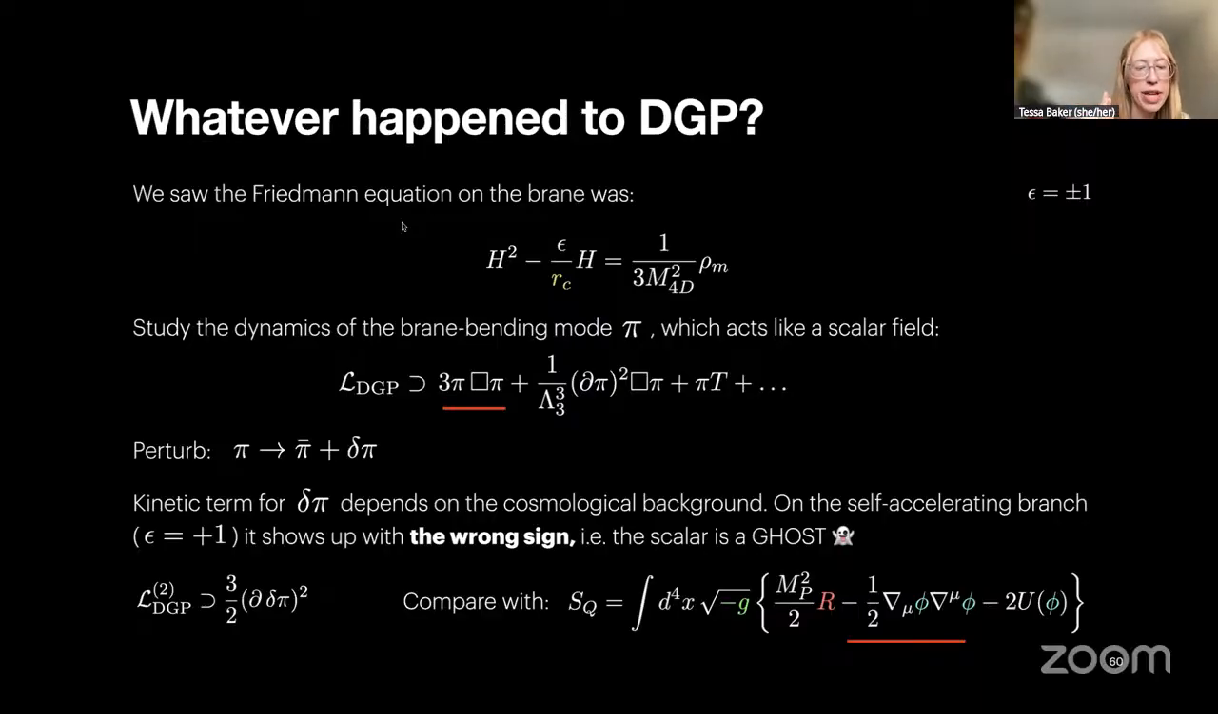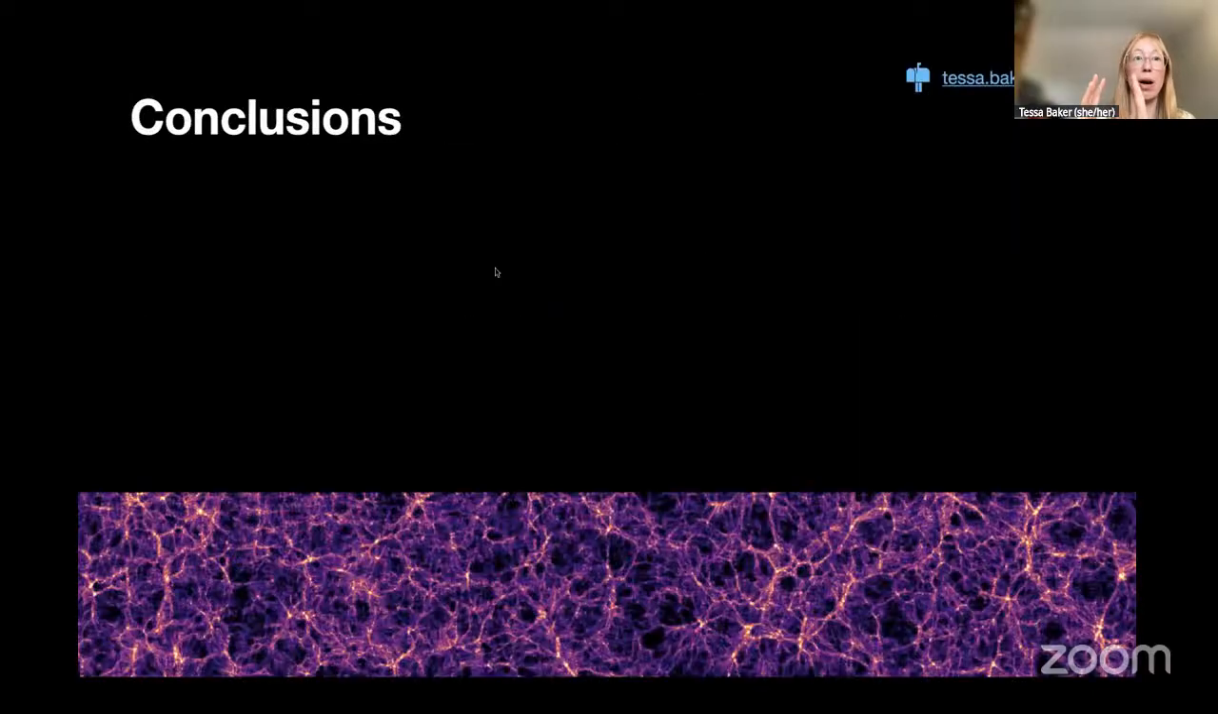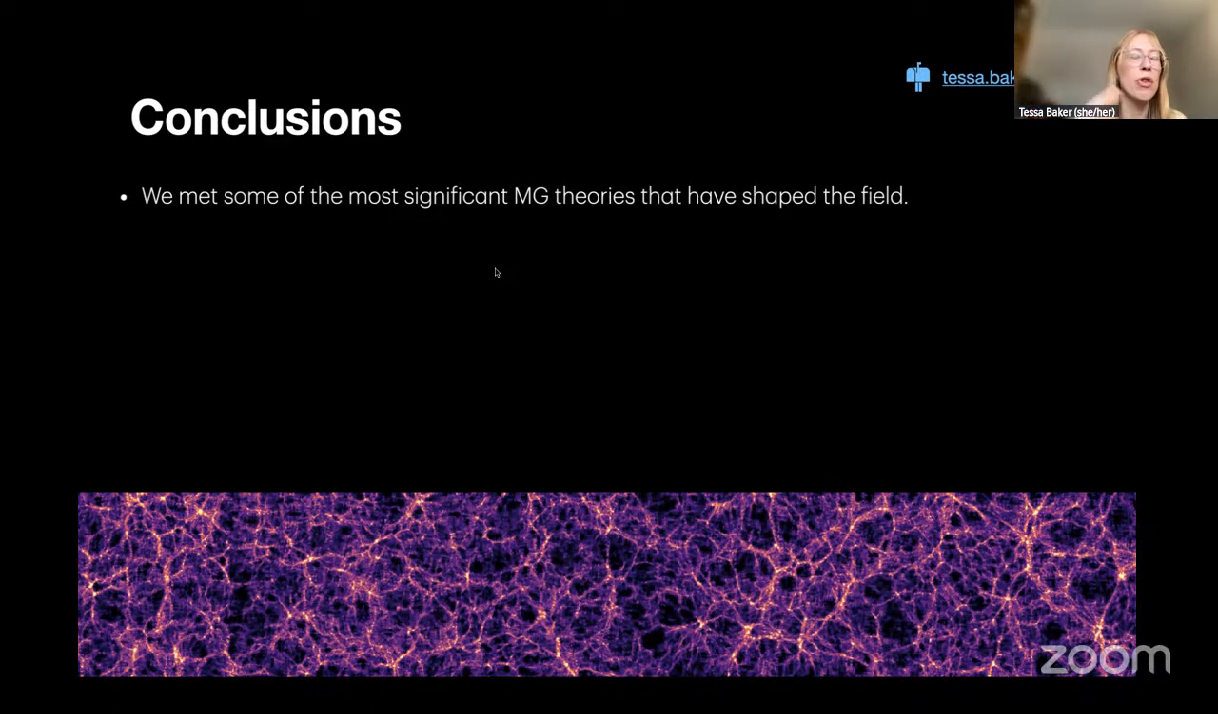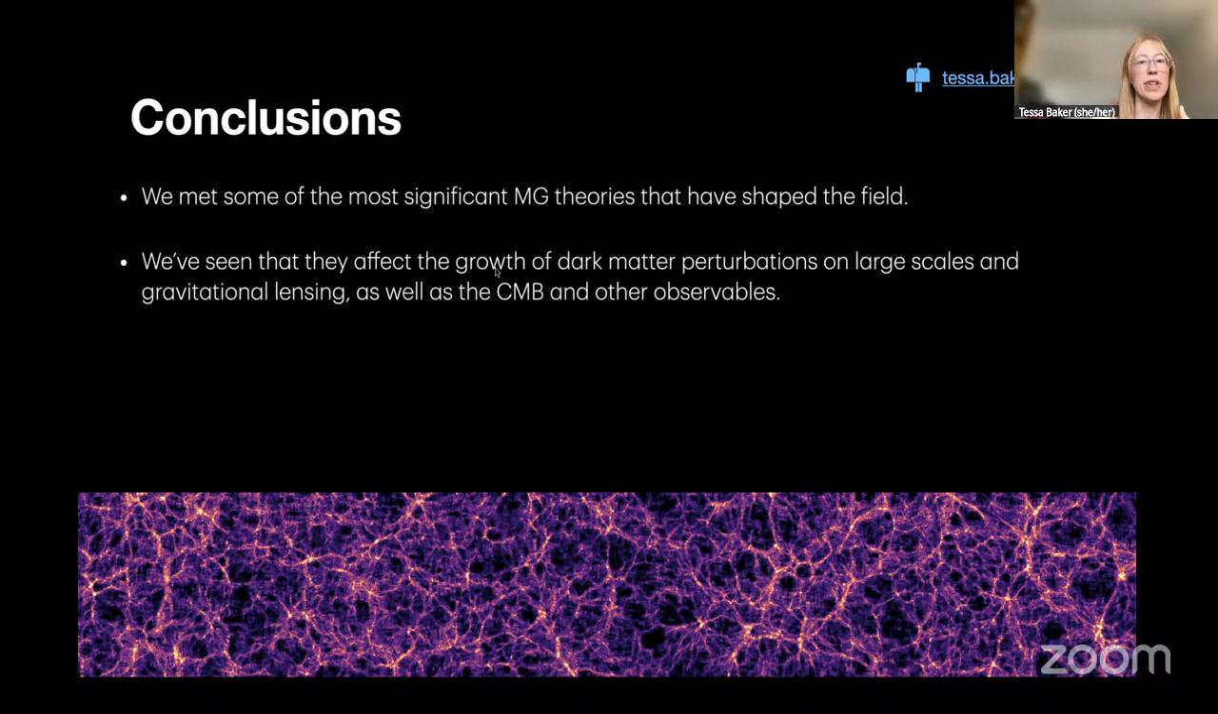Okay, I have got to the end of what I hoped to tell you about modified gravity and dark energy. So I hope it's been a useful tour. I don't do very lengthy conclusions, but briefly, what have we done? We've met some of the most significant modified gravity theories that have shaped the field. And hopefully I've given you a flavor of how they affect the growth of dark matter perturbations on large scales, gravitational lensing, as well as things like the CMB and those other observables like the cross correlation. And we saw what the current bounds were on those theories.